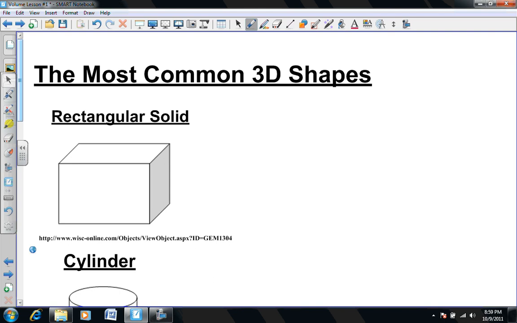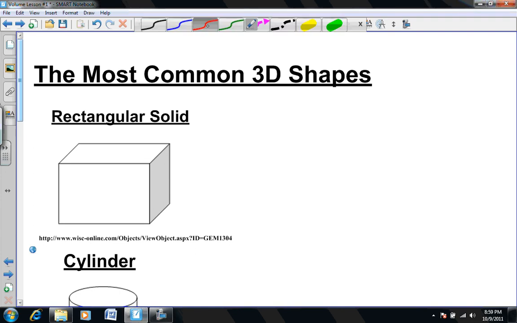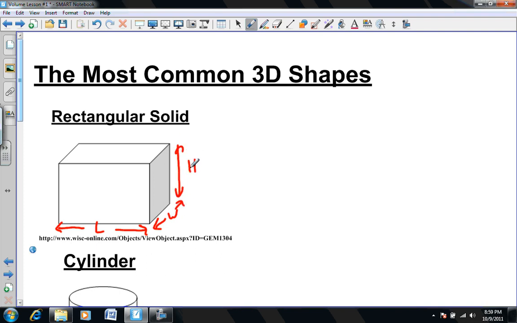We have formulas that we work with. There's really a handful of very common formulas that you need to be able to work with when we talk about volume. So we're going to go through and just talk about the formulas for each of these things right now. The most common shape is your basic box, which is called a rectangular solid. And a box has a length, it has a width, and it has a height. And if you want to find the volume of a box, all you have to do is multiply the length times the width times the height, and you're going to have your answer.